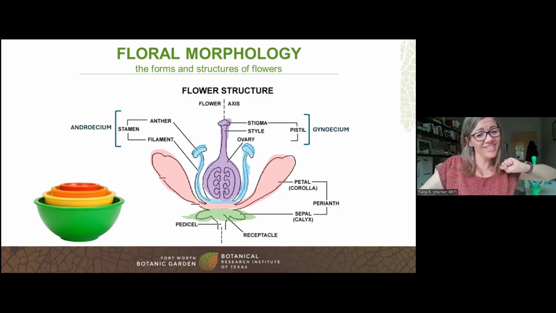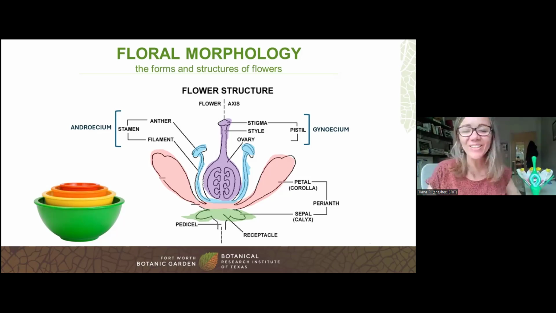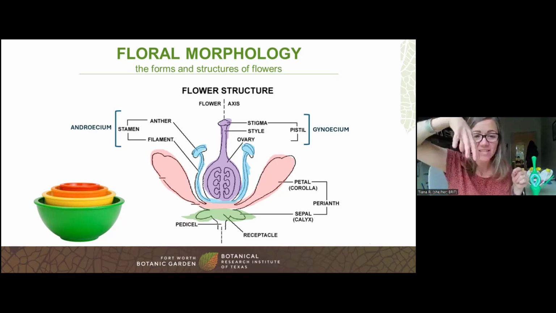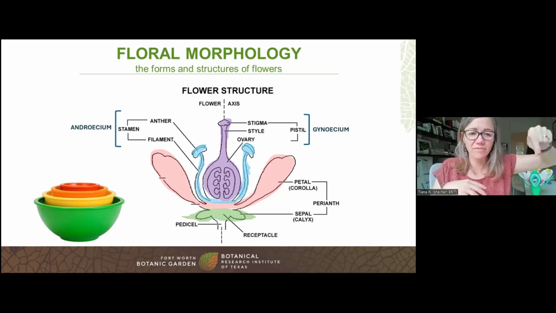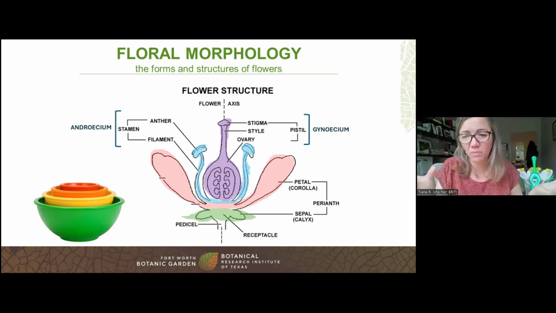Can anyone think of a good example of that? Anybody? Okay, I'll throw it out there. Oaks. Oaks are often a good example of this. So you've seen the male flowers hanging down in catkins, and then you've got the female flowers in the axils of the leaves, which is where you've got the acorns produced, right? So that's a good example. There's lots of others.